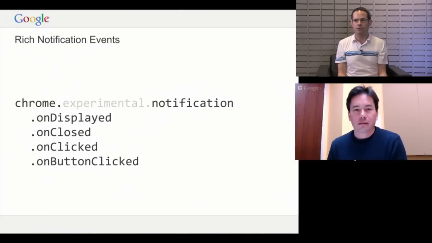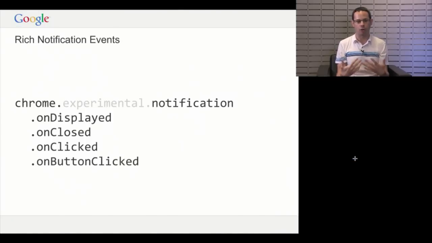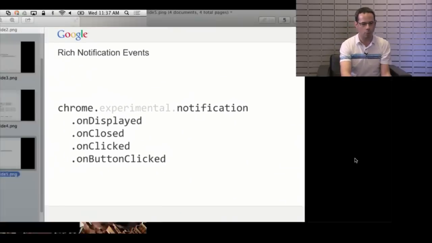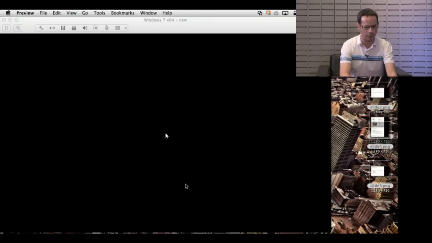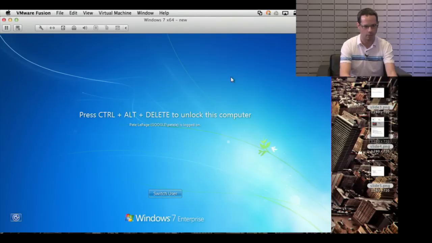And then there's a set of rich notification events that you can have as well, for when the notification is shown, when it's closed, if it's clicked, or if the user clicks on a button. Obviously you need to have a callback so that you can handle each of those particular things. So with that, let's pop out of here and go have a look at a real live demo.